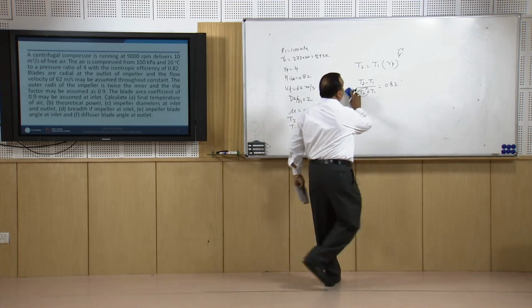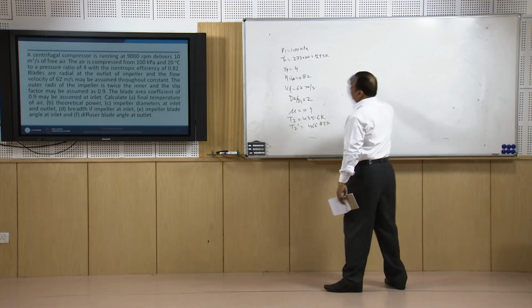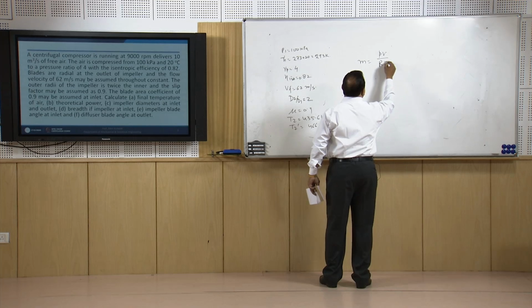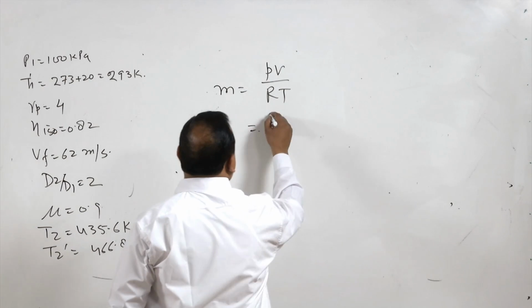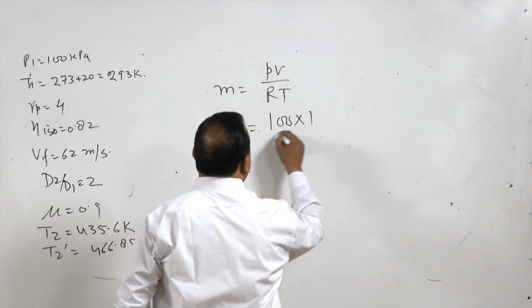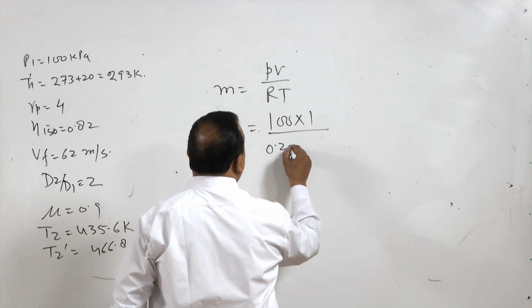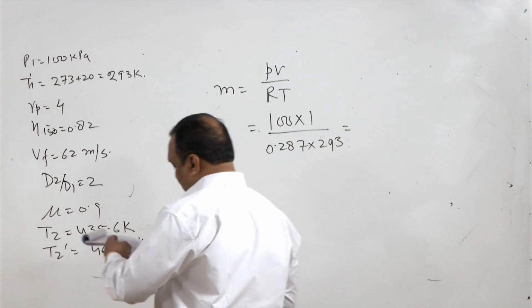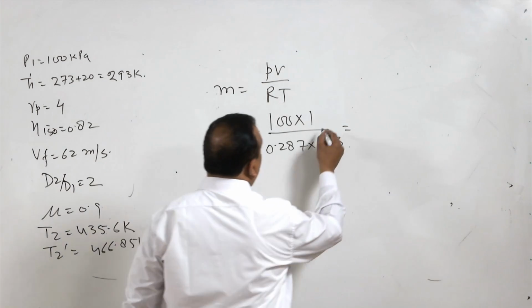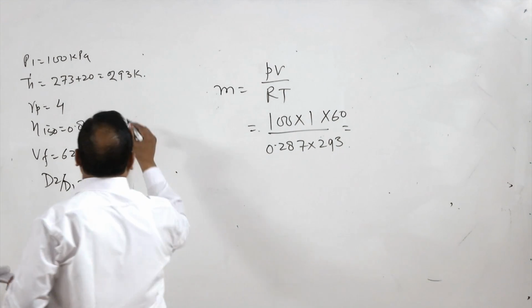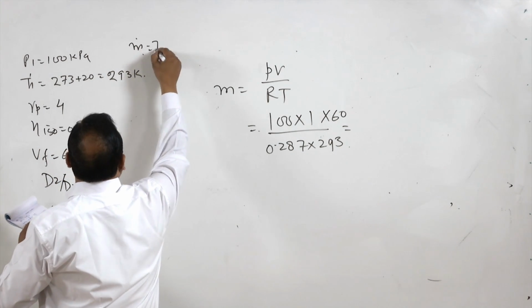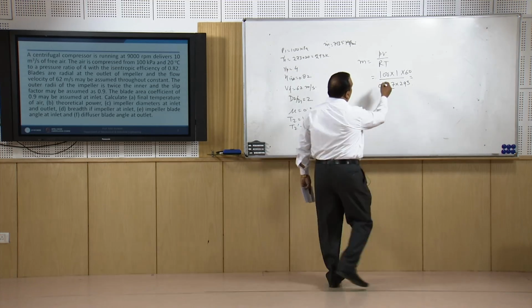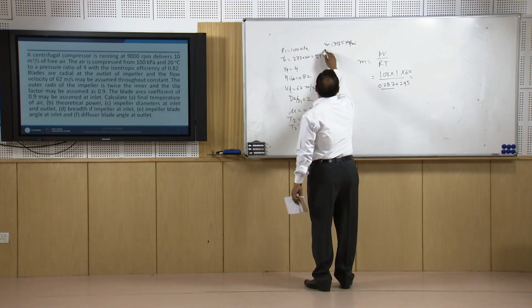Then the mass flow rate, from the free air delivered. M is equal to PV over RT. Pressure is atmospheric, 100 kilopascal. Volume is 1, R is 0.287 and T is 293. Taking it per minute, multiplied by 60, the mass flow rate is 713.5 kg per minute.